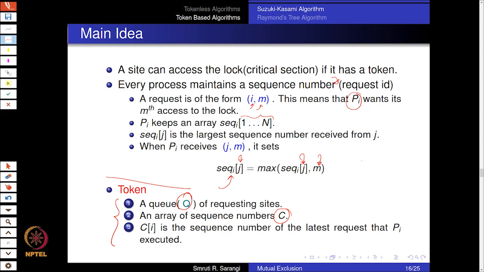So we have many data structures here. I would request you to kindly go through this piece of the video many times to memorize what these are. For a process, we have its internal variable m, which is essentially its lock count. It's a scalar clock. Sec is a vector clock. And then for the token, we have two fields. One is the queue of requesting processes and the other is an array of sequence numbers C, capital C, where Ci is the sequence number of the latest request that the ith process executed, the ith process finished. Alright, so there are these four things: for a process, M and Sec, and for a token, Q and C. Let's not forget these.